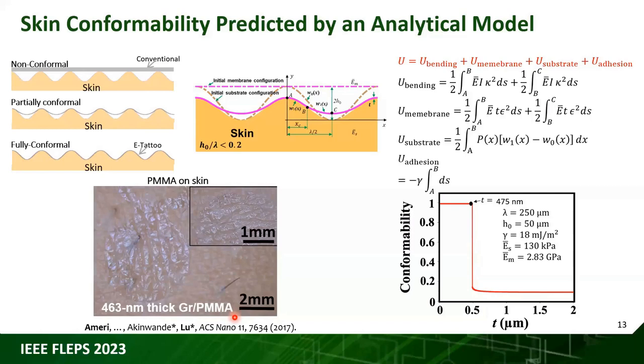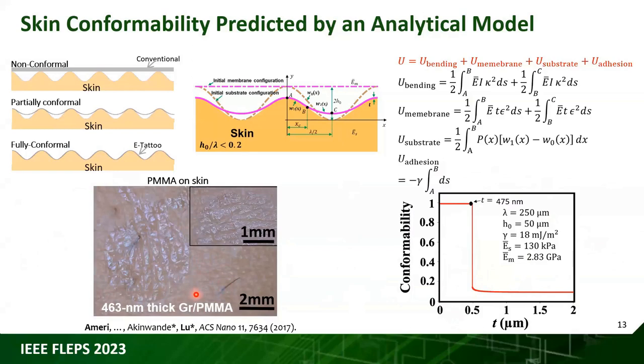Ecoflex has a modulus of 70 kilopascal. PMMA is like a polyimide or PET, right? Gigapascal modulus. So in this case, we have to have another prediction of the conformability. For a much stiffer polymer, the graphene stiffness is negligible because it's too thin compared with PMMA. And we can predict in our theory that 475 nanometer is the critical thickness below which it can fully conform, beyond which it can go almost all the way to zero, like 5-10%. So following this theoretical guidance, we designed our graphene e-tattoo to have a backing layer thickness of below 475 nanometer. And the manufactured graphene e-tattoo indeed fully conformed to the skin very well. We also manufactured graphene on 1 micron thick polyimide, and it didn't conform at all.